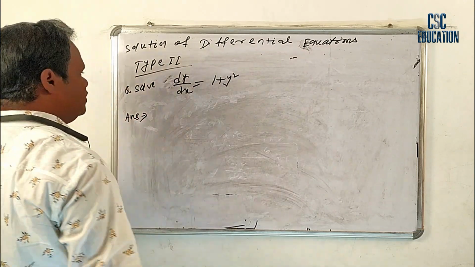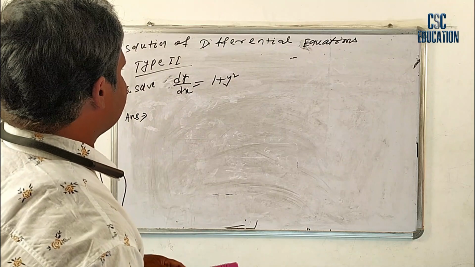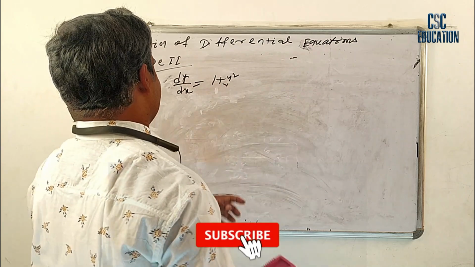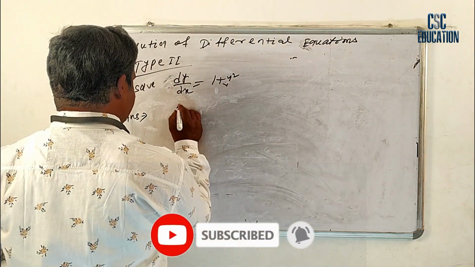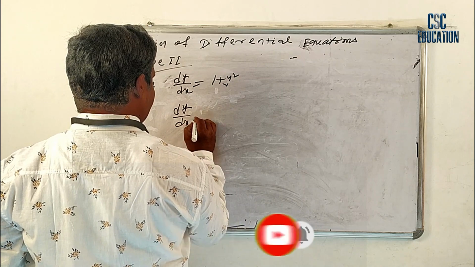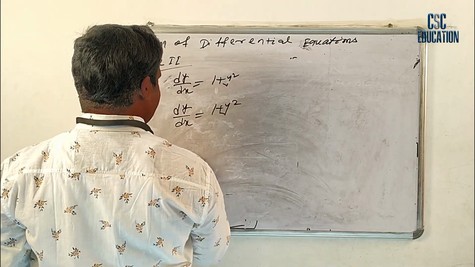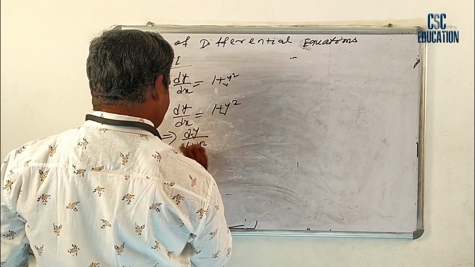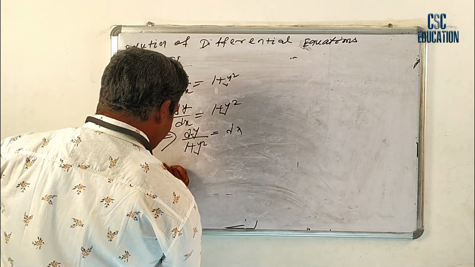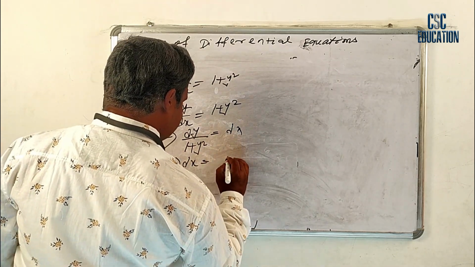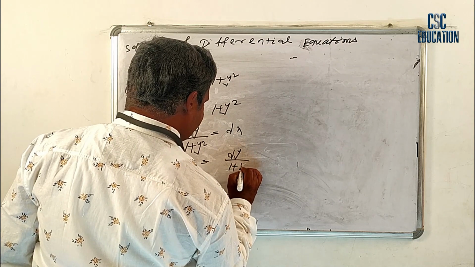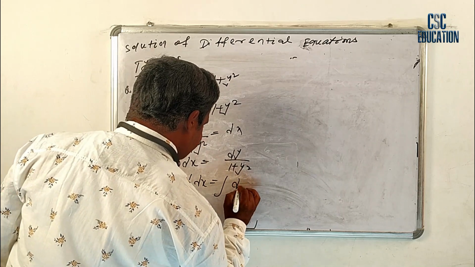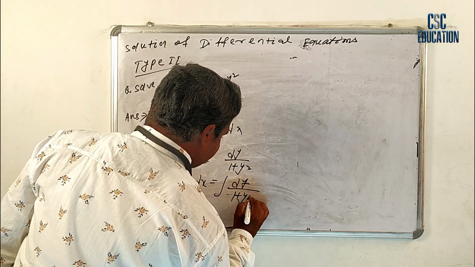Now, the solution. Firstly, which type of form is the given differential equation? Here the form is dy by dx equals 1 plus y square. Separating the variables, dx equals dy by 1 plus y square. Integrating, the integral of dx equals the integral of dy by 1 plus y square.